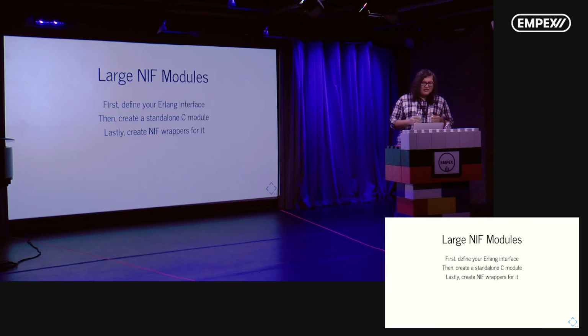And here we're going to have a larger NIF module. It's going to have five or so functions in the interface. So we're going to define our Erlang interface first, then create a pure C implementation, because you saw how the boilerplate code can get really hairy and make it hard to understand what's going on in the function. And then we're going to create NIF wrappers around that. I'm going to just hand wave through a lot of this.